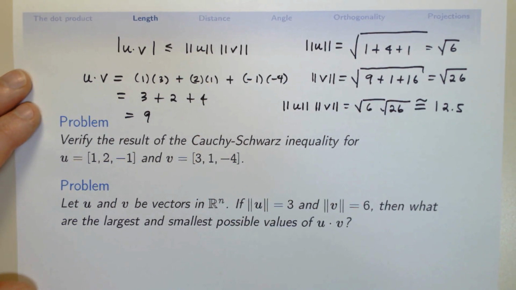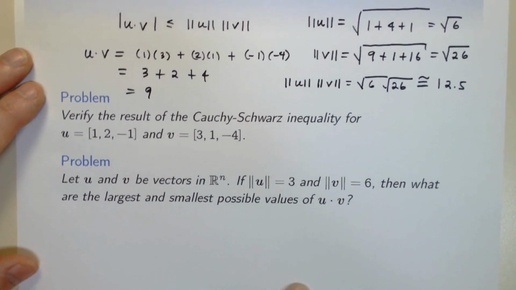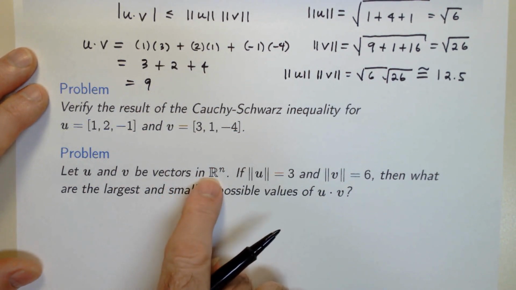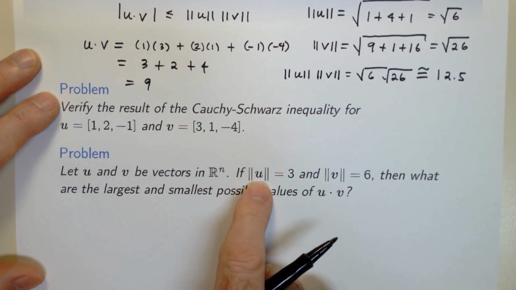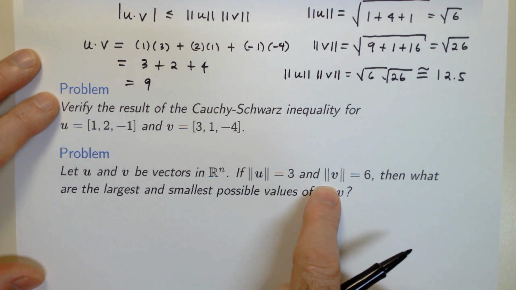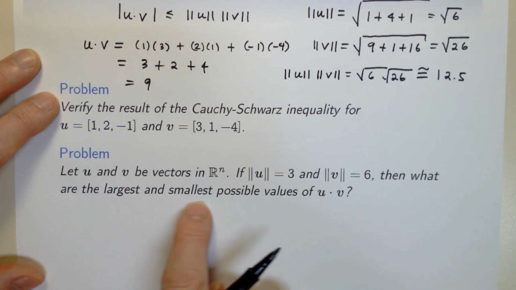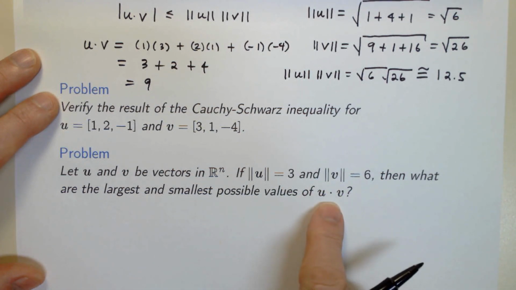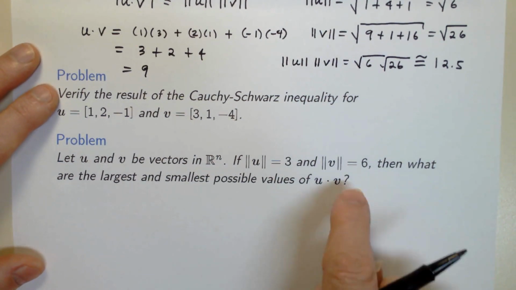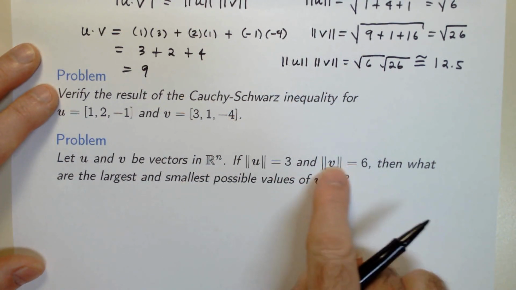All right, let's take a look at the second problem. Let u and v be vectors in n-dimensional space. If the length of u is 3 and the length of v is 6, then what are the largest and smallest possible values for u dot v? Well, the Cauchy-Schwarz inequality puts a bound on the size of u dot v, right?